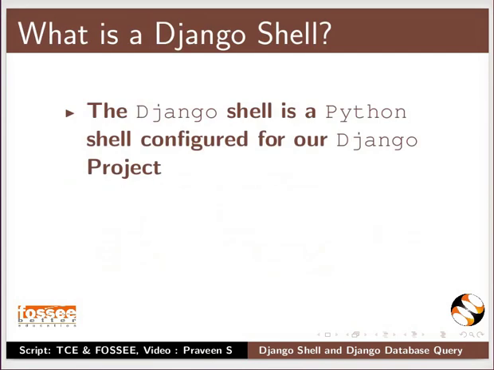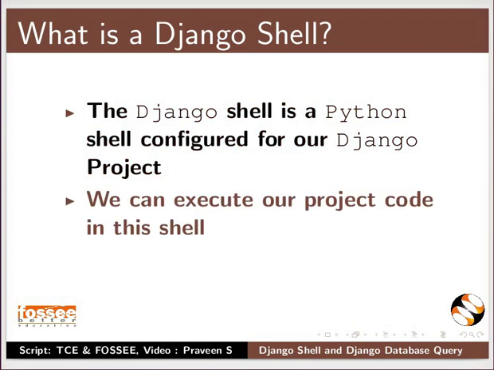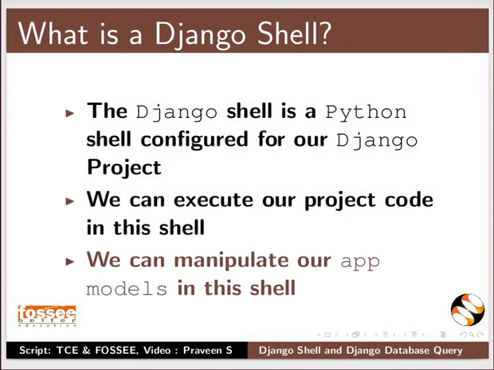The Django shell is a Python shell configured for our Django project. We can execute our project code in this shell. We can manipulate our app models in this shell.